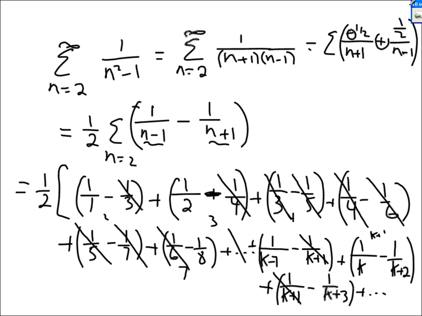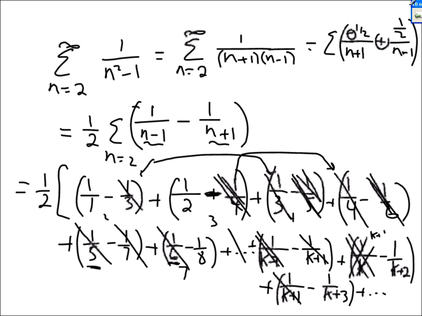The first term, like 1 over 5, canceled out earlier. 1 over 6 canceled out earlier. 1 over k canceled out earlier. 1 over k minus 1 canceled out earlier. Now, the second term, like 1 over 3, 2 terms later, it canceled out. 1 over 4, 2 terms later, it canceled out. So the 1 over k canceled out 2 terms later.